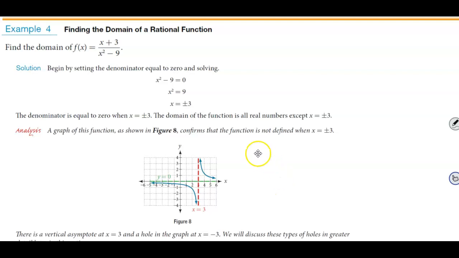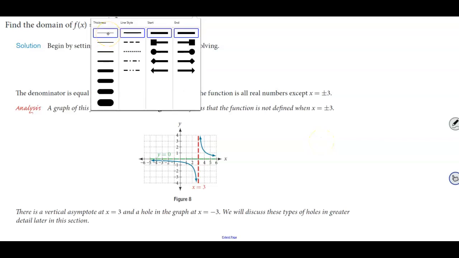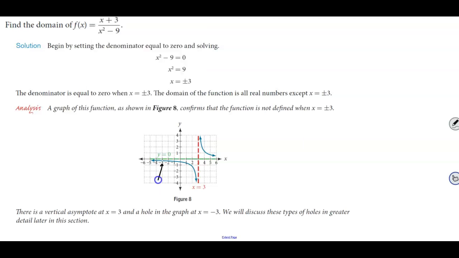And a graph of this function is shown and confirms the fact the function is not defined when x is equal to plus or minus 3. So if you notice on the graph, here at -3, there's a hole in the graph, and we'll talk about that later. And then you also have this vertical asymptote where x is equal to 3. So the vertical asymptote at x equals 3, and there's a hole in the graph at x equals -3. And again, we will discuss these types of holes in greater detail later.